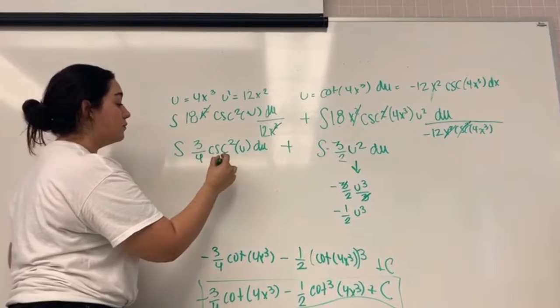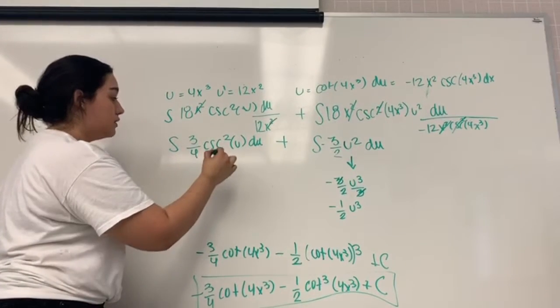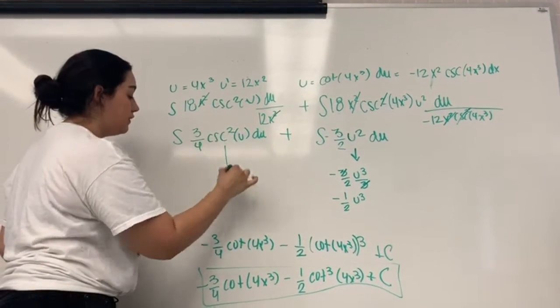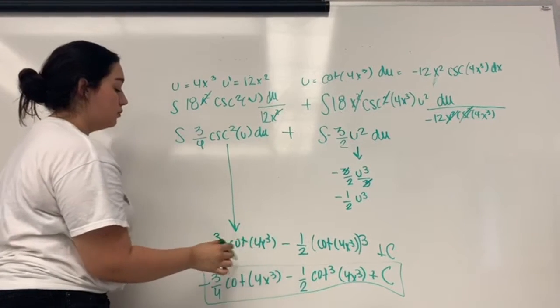How we got from cosecant squared to cotangent is the rule of the antiderivative. So you just put cotangent.